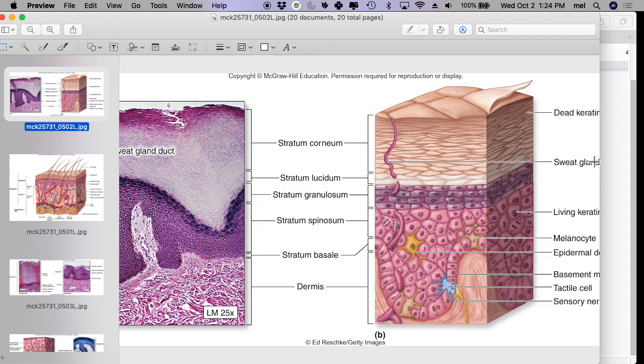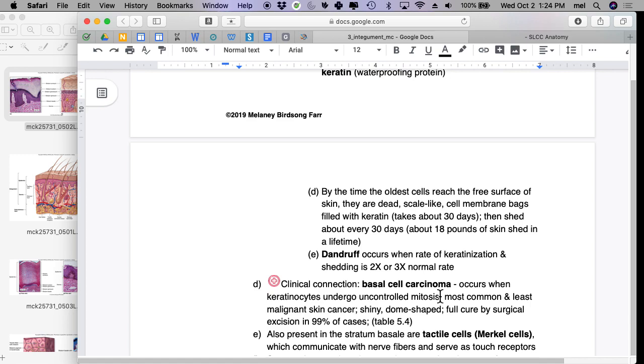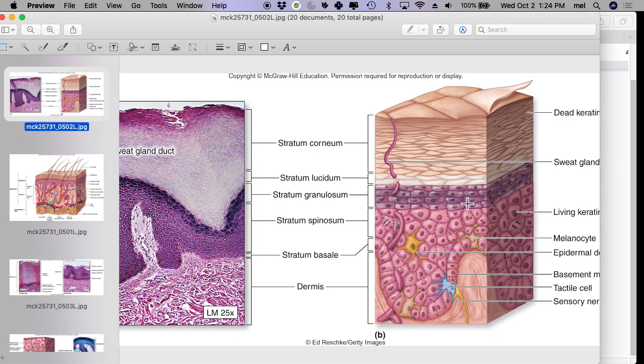And they're just filled with this waterproofing protein called keratin. And that takes about 30 days from top to bottom in most of us. And you actually just exfoliate or shed them off the top when they're older. And you shed, on average, around 18 pounds of skin in your lifetime. Most of it's just hanging out in your house, pretending like it's dust. Okay? That's where most of your skin cells actually are.